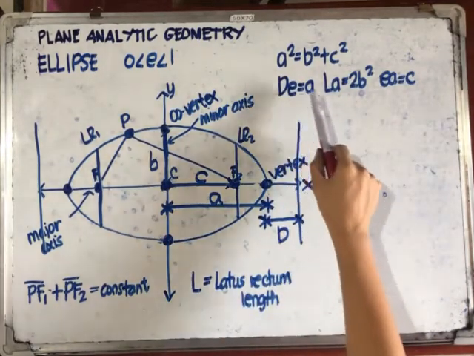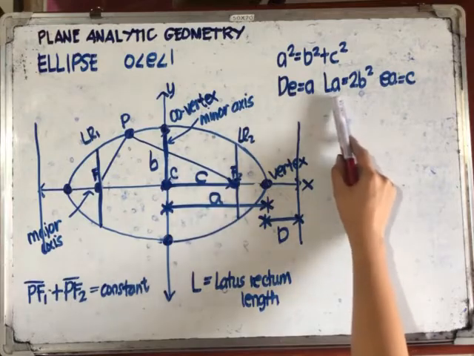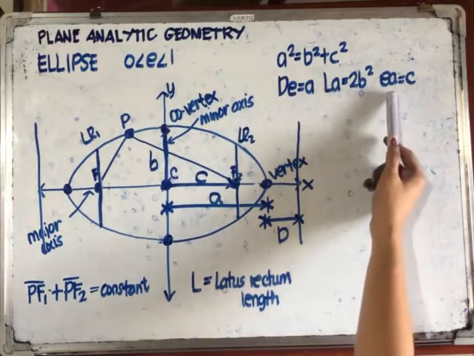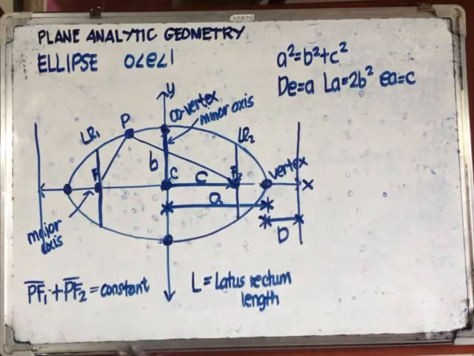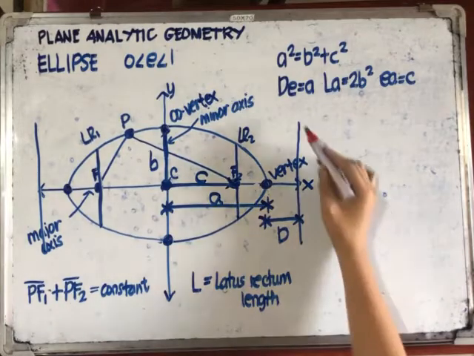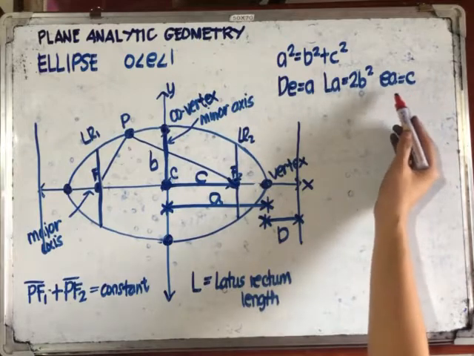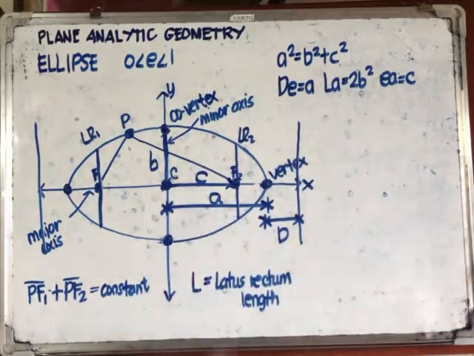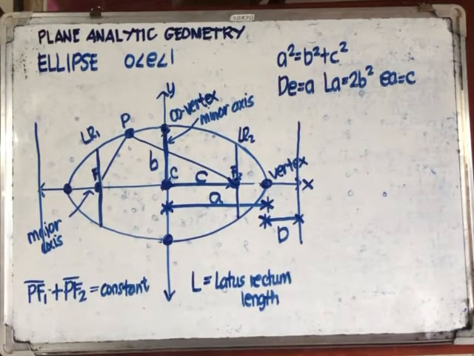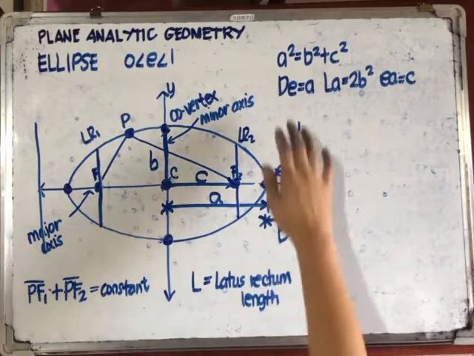D times E is equal to A. L times A is equal to 2B squared. E times A is equal to C. So, as I can remember, tinuruan kami nito nung teacher ko sa review. Ayan, parang mnemonics namin siya sa review class ko before when I was taking the boards. And sabi is, dila ng dalawang babae-yak. Dila ng dalawang babae-yak. So, only Filipino students could understand that one kasi Tagalog yun, diba? But, nonetheless, pwede nyo na siyang tandaan ng ganyan.